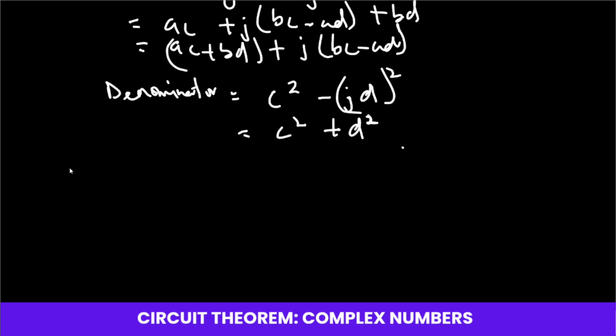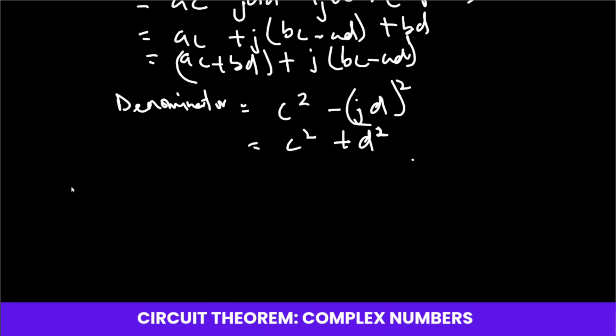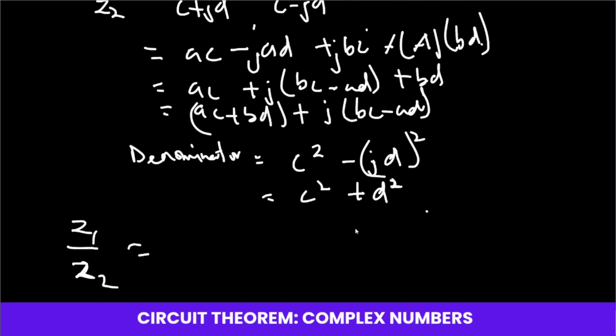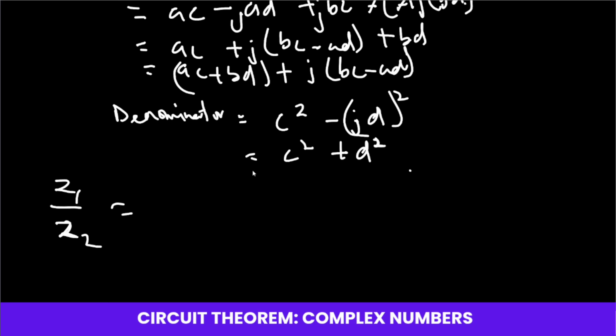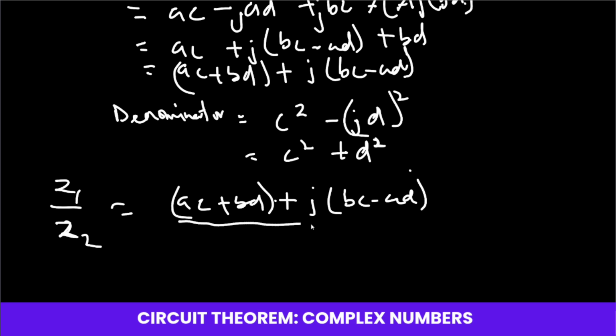Now, we have z1 over z2 is equal to, for our numerator, ac plus bd in one bracket plus j into bracket bc minus ad, all over c squared plus d squared.